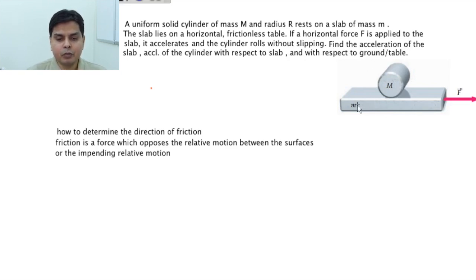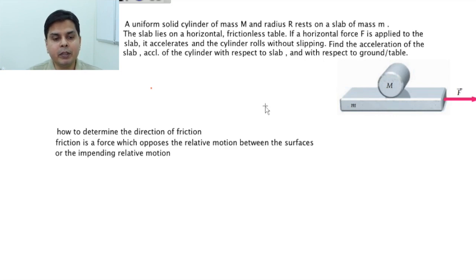So first of all, you have to see that this table and the slab form a frictionless surface, so there is not going to be any force of friction between these two surfaces. Now obviously there will be force of friction between this cylinder and the block, then only you are having rolling without slipping. Now the next question is, what will be the direction of force of friction between these two surfaces?